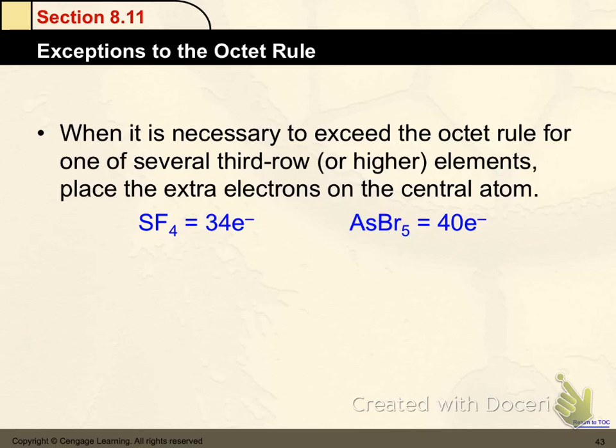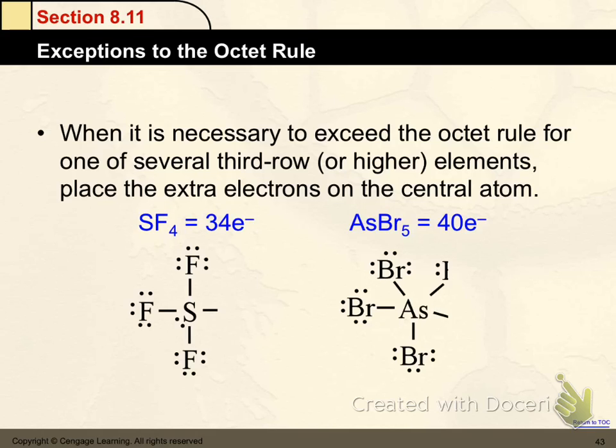So let's look at one: SF4, sulfur tetrafluoride, 34 total electrons, and arsenic pentabromide with 40 total electrons. And let's take a look at their configurations. Look at how crazy these are. And that central atom there has 2 extra valence electrons, taking into consideration the rule that we just had up here. Here's the 2 extra. Here's the 2 extra valence electrons.